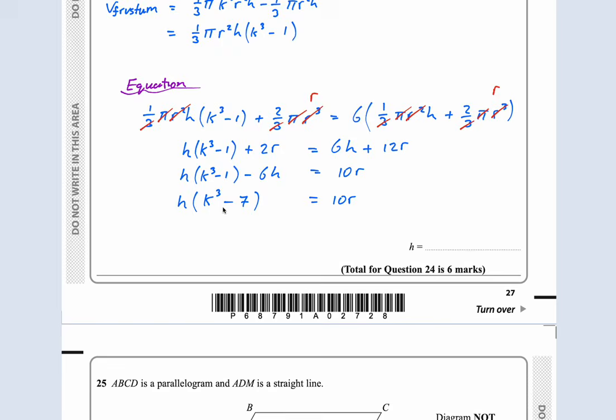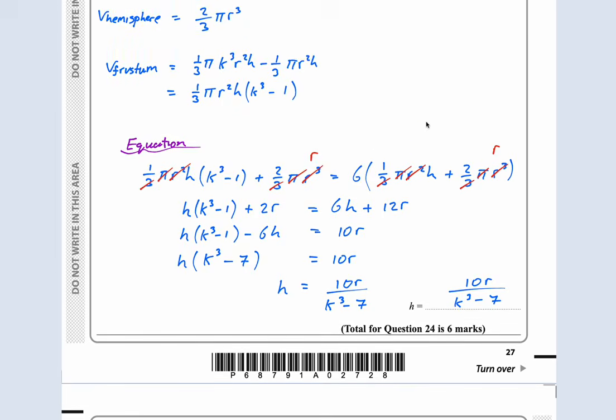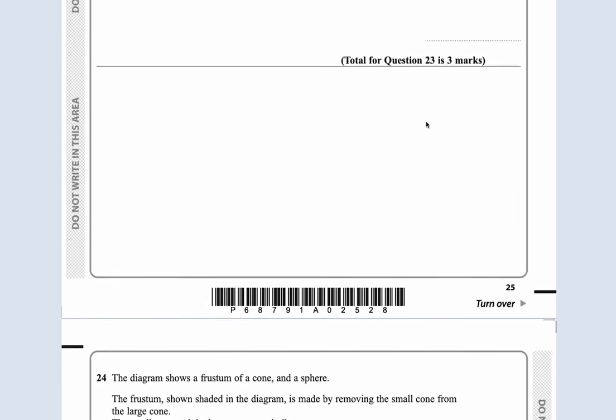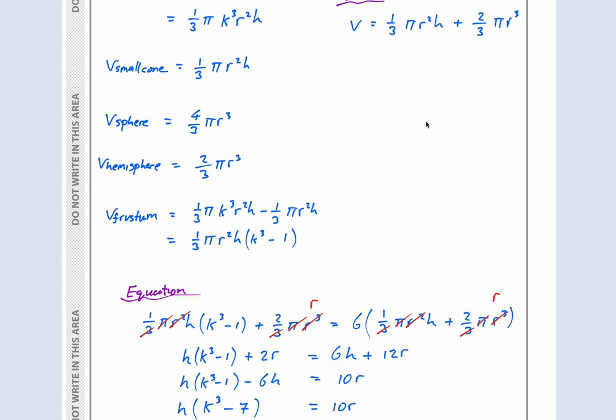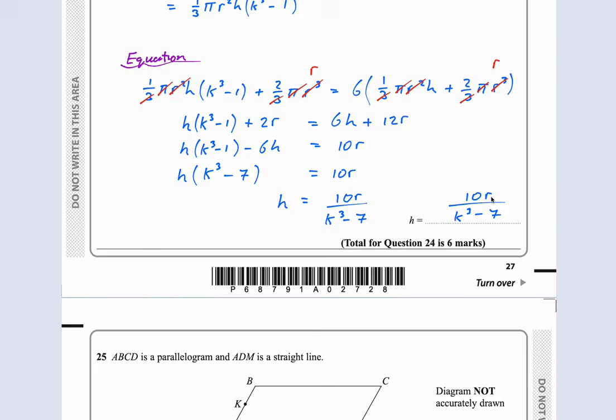And this is actually, guys, why he said k is greater than the cube root of 7. It's just to show that this is positive, because h has to be positive. h is then equal to 10r divided by k cubed minus 7. Okay, as I said, guys, that was always going to be a difficult question. I think it turned out slightly easier than I was expecting, but not an easy question at all. 10r over k cubed minus 7.